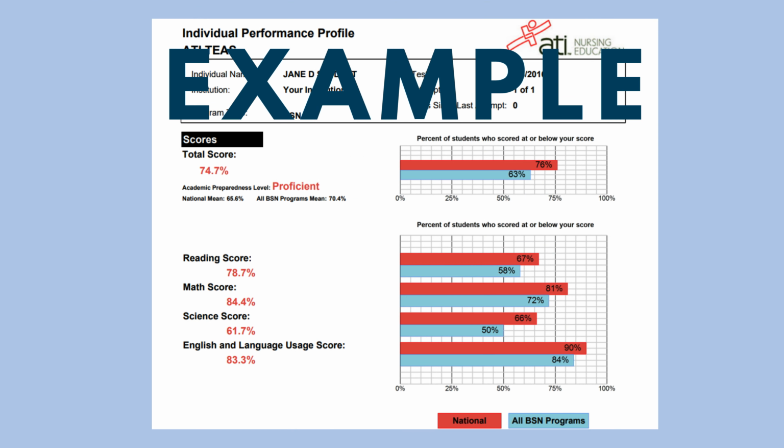The TEAS is scored on a 0 to 100% scale. You will receive a total composite score, as well as 4 content area scores. Because there are multiple versions of the exam, ATI uses an equating method to ensure comparable results. Your score is calculated by finding the percentage of items answered correctly and adjusted to account for differences in difficulty across the various forms of the test.